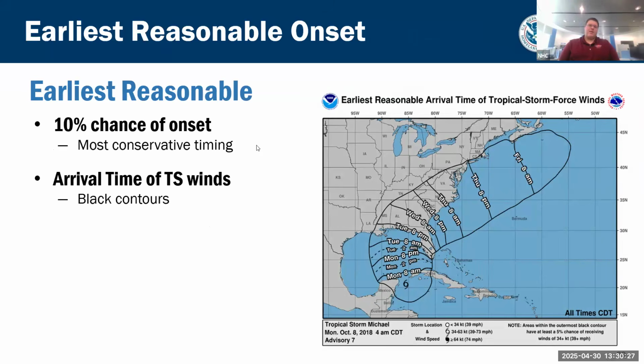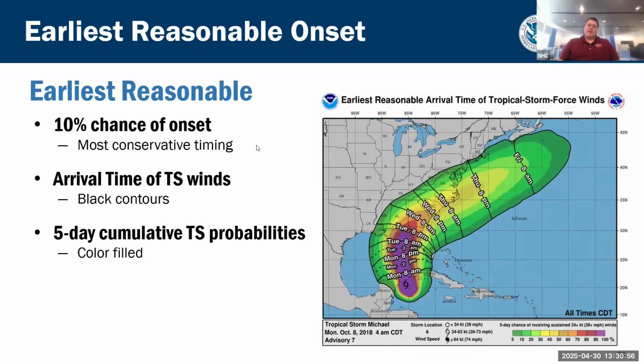So if you prepare by the time that's depicted here on the right, those lines, say for the Florida Big Bend area, if I have everything completed by Tuesday at 8 p.m., there's only a 10% chance that winds will arrive before that time. So if you have no risk and you need everything to be done or things moved out of the way in your local community, you really should be using the earliest reasonable time of arrival just to make sure you're not caught off guard and your risk is pretty low for anything to happen.